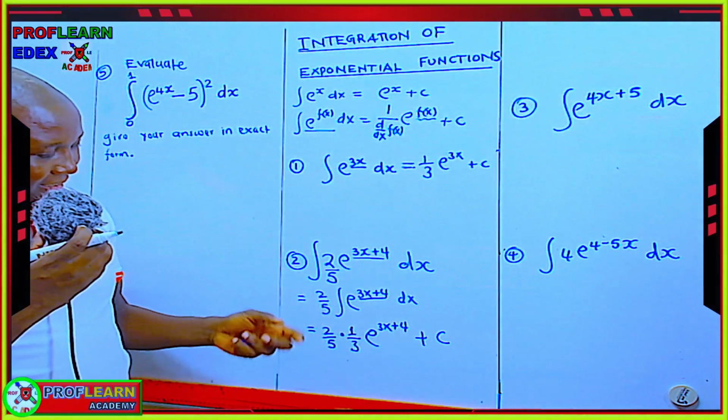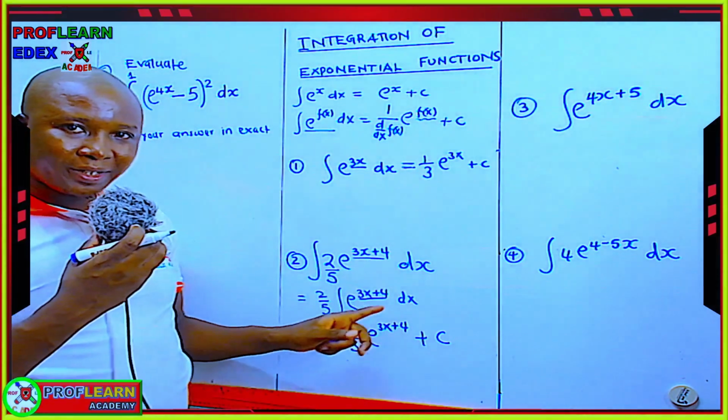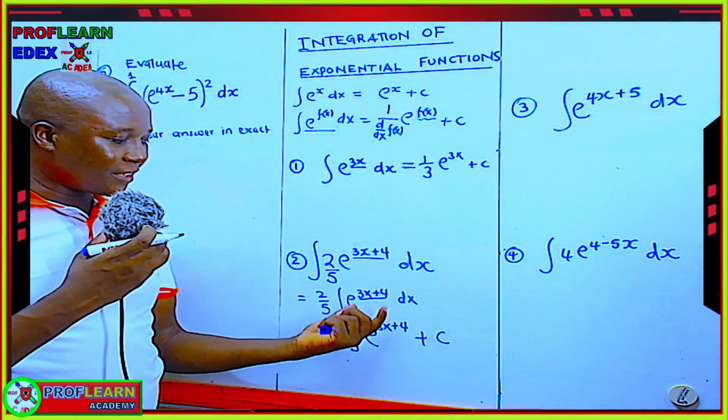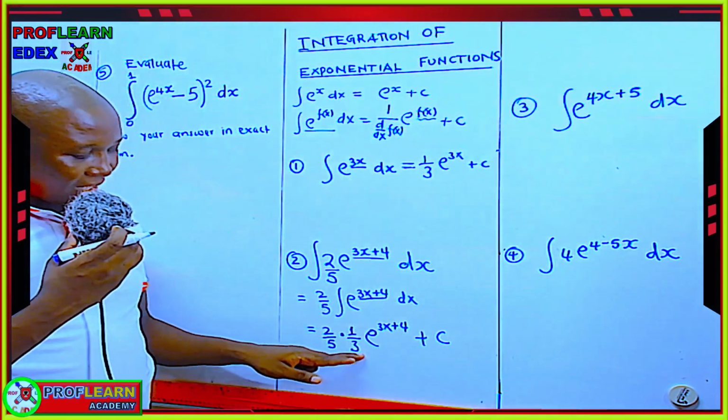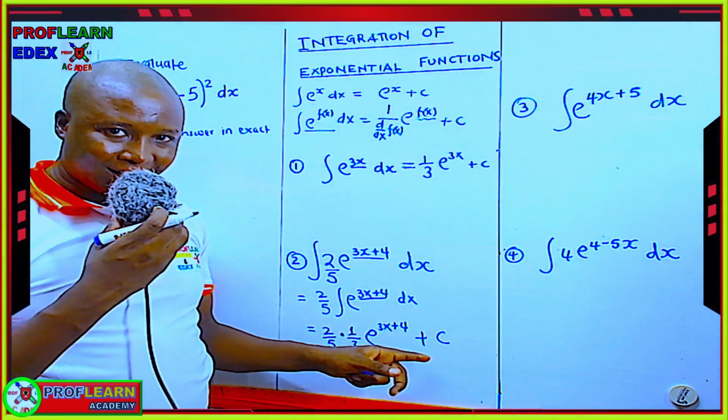So the basic logic here is that whenever you are integrating an exponential function, you must differentiate the power, divide it, and then write the function the way it is, then say plus c.